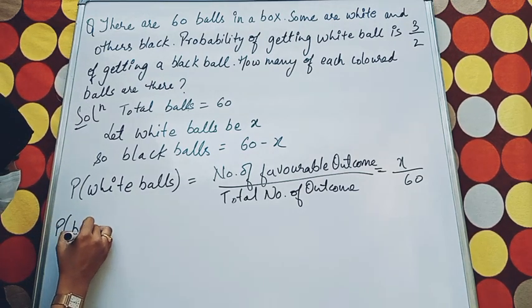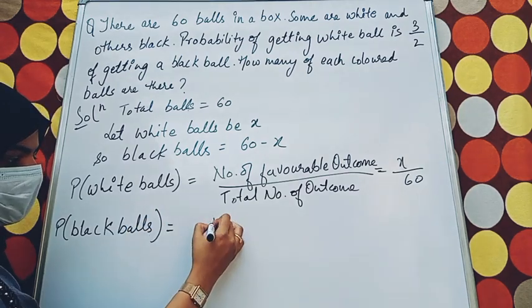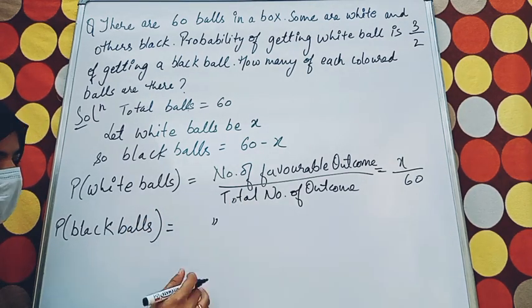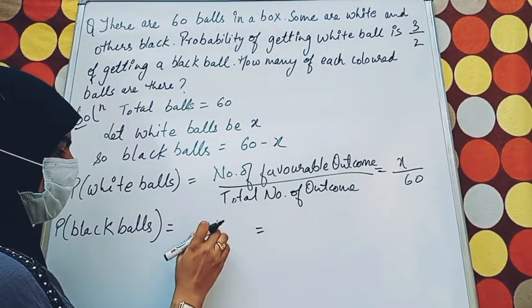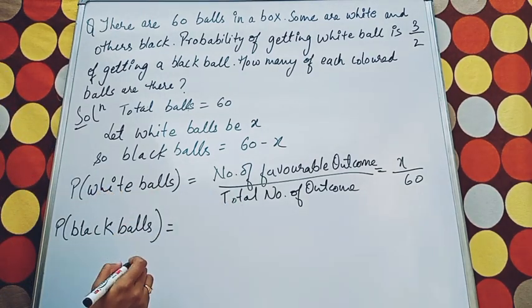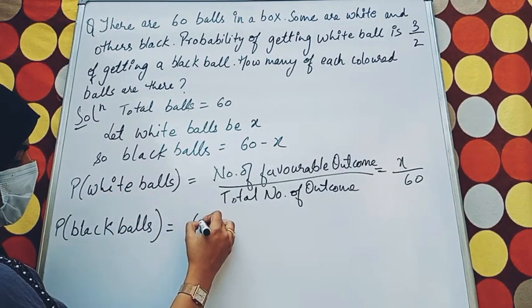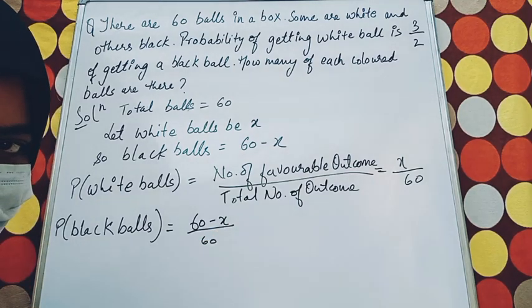Probability of black balls. Same thing will come, the same formula, I'm not writing it over here. I'm just writing, what will that be? According to this formula, it will be 60 minus x upon 60. This is the probability.